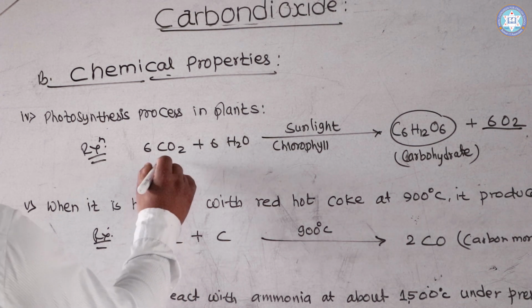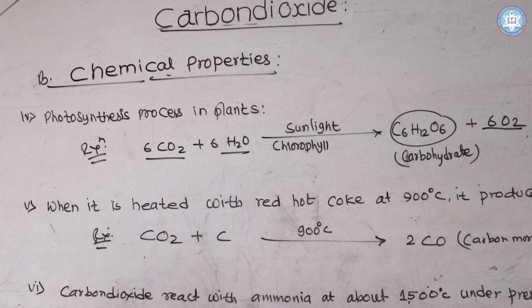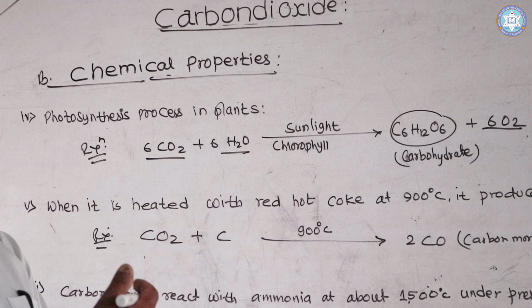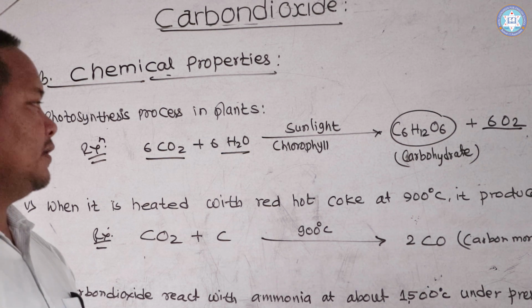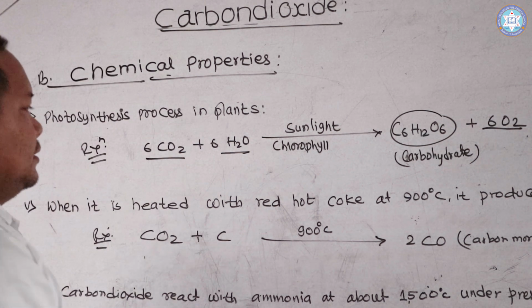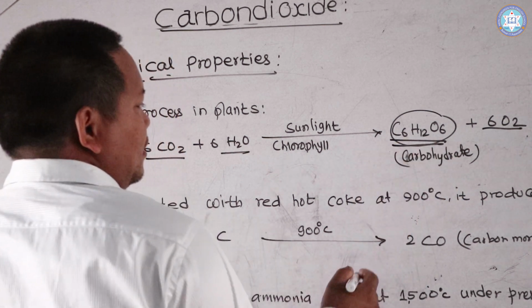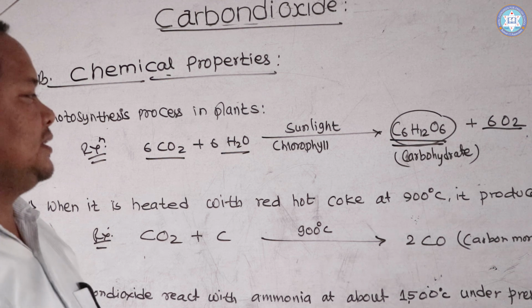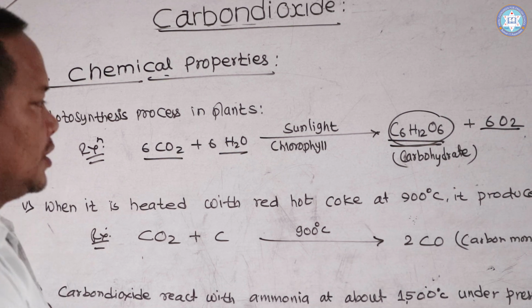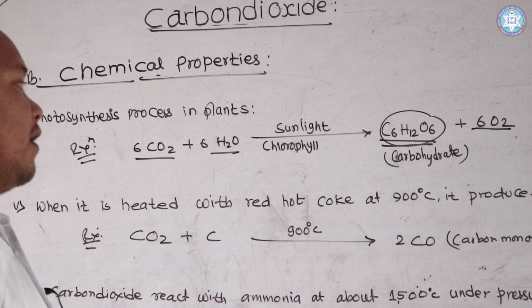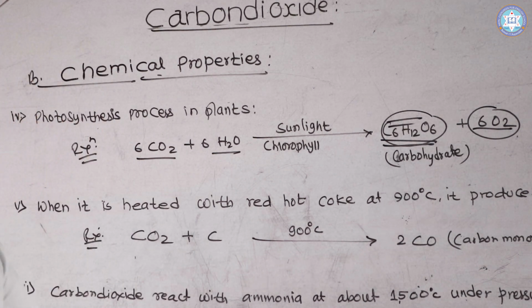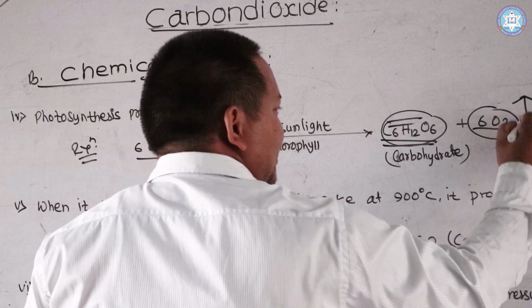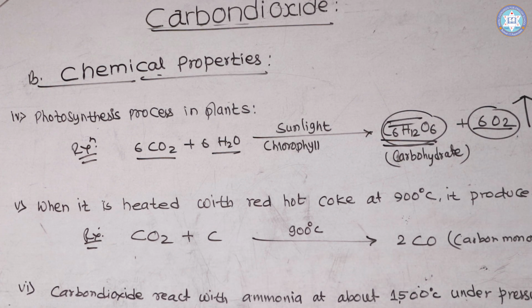Looking at the chemical reaction: 6CO2 + 6H2O in the presence of sunlight and chlorophyll. Chlorophyll is found in the leaf of the plant cell. Under this condition a compound is formed, C6H12O6. This is a carbohydrate, or glucose, we can say glucose is formed, and oxygen is also formed during photosynthesis as a byproduct, which goes to the atmosphere.